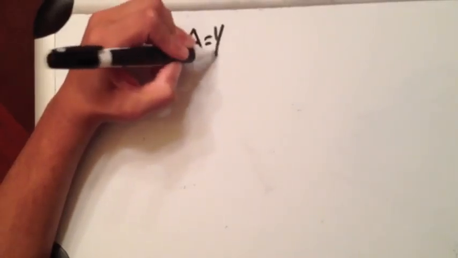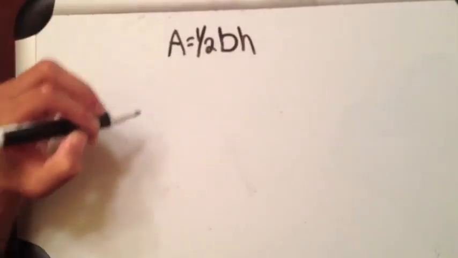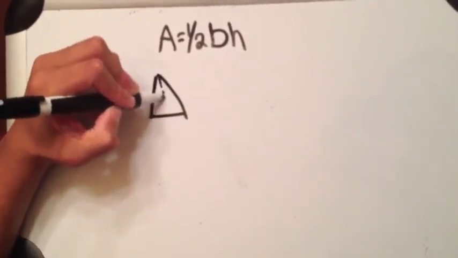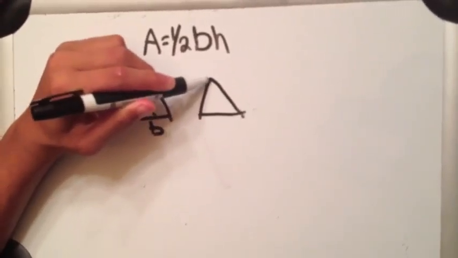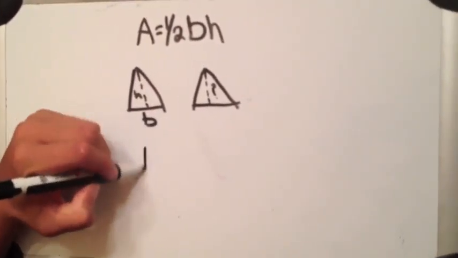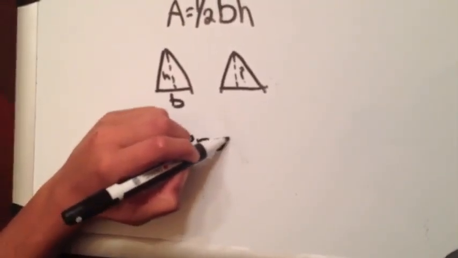Now, one half base times height for the area formula is perfect if you know the base and the height, but a lot of times they won't give you the height. You will not be able to find the height. So for this we needed a hero, and the hero was found in Heron.